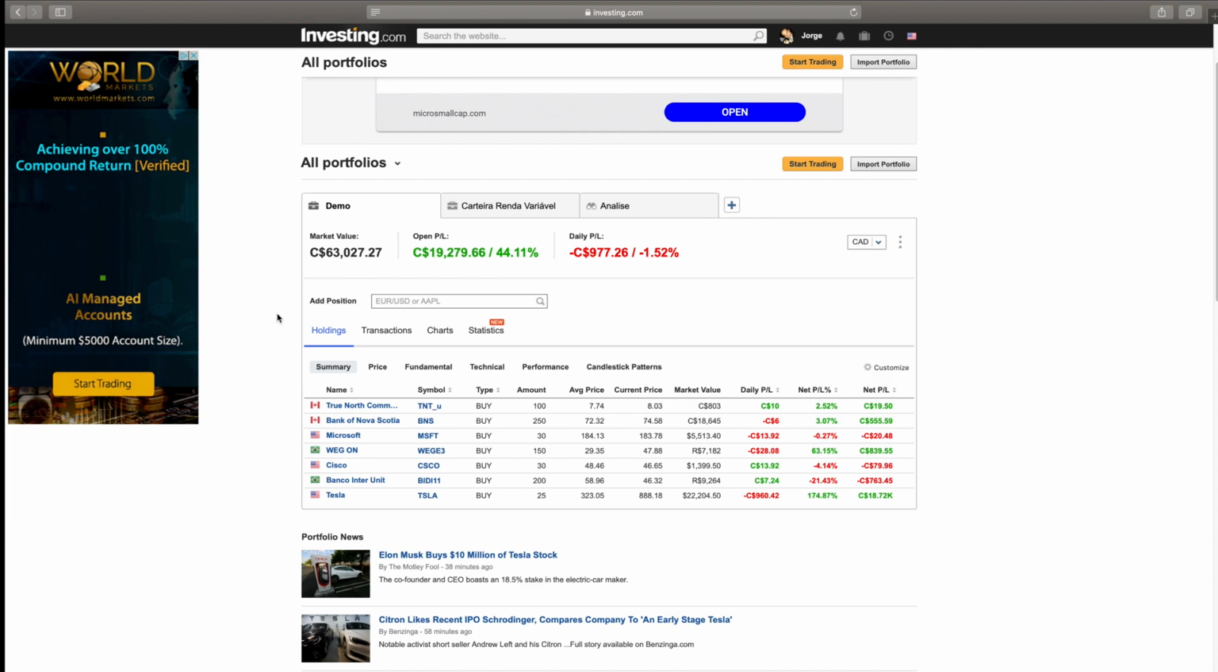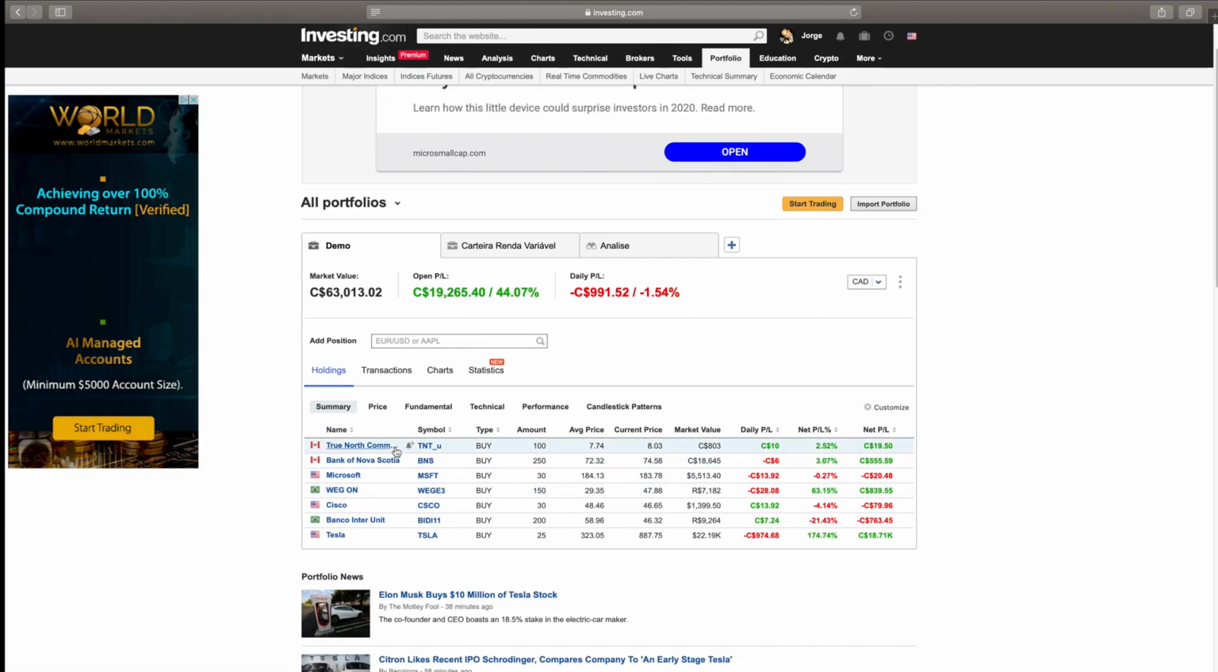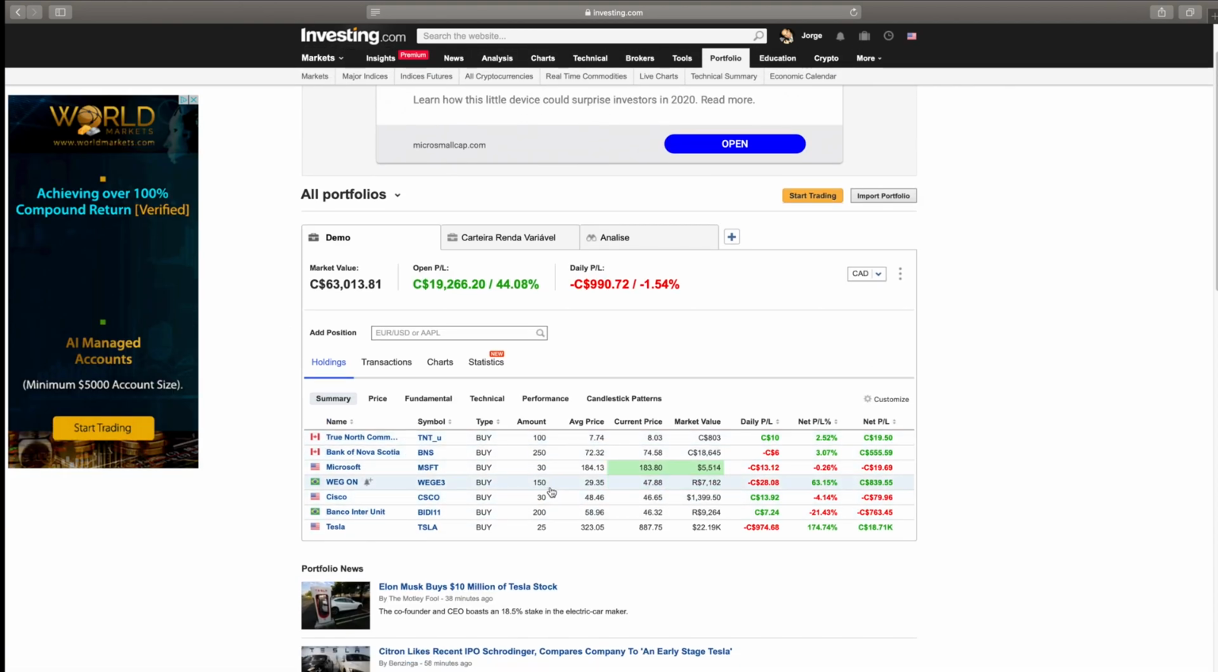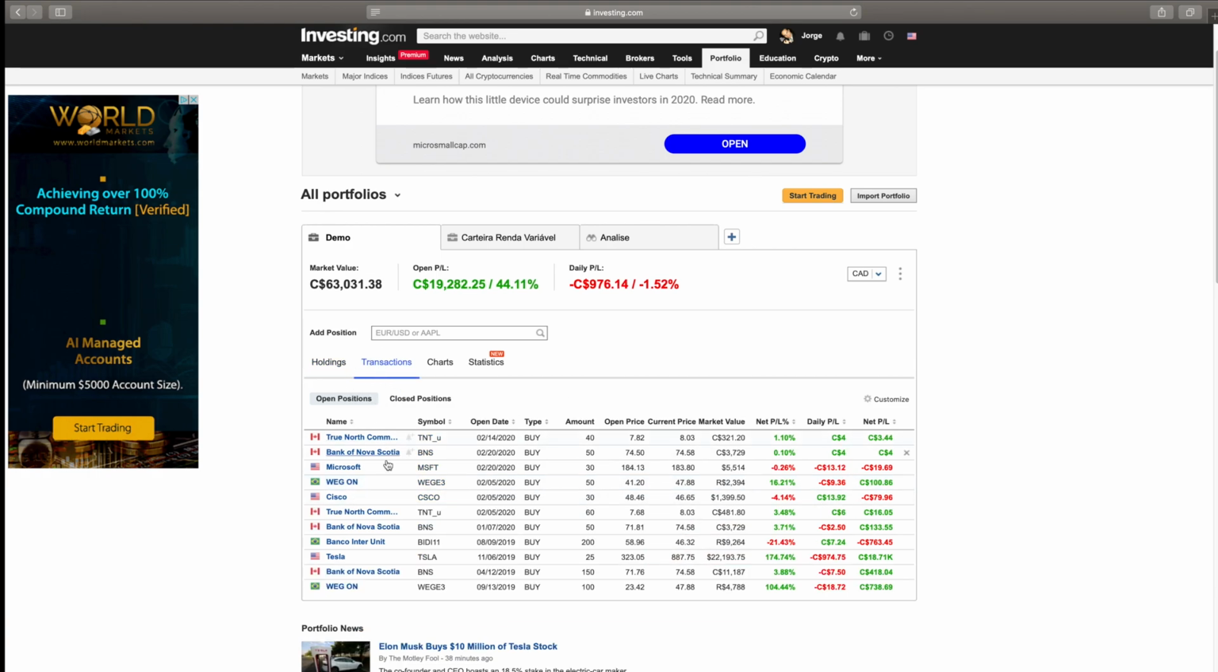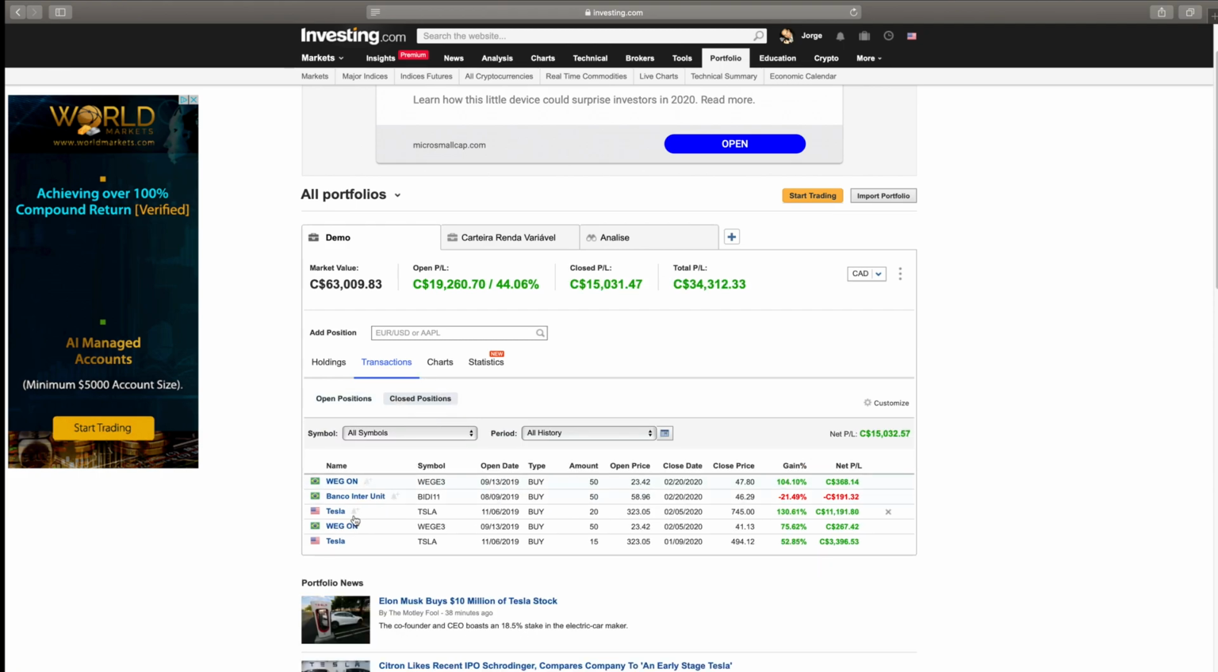So here I refresh my screen and then we have 150. So you see it closed 50 for me. When I come here to transactions, I'm going to see that I have the closed position. See, I have closed 50 shares at this price, giving me a profit of 104% gain.